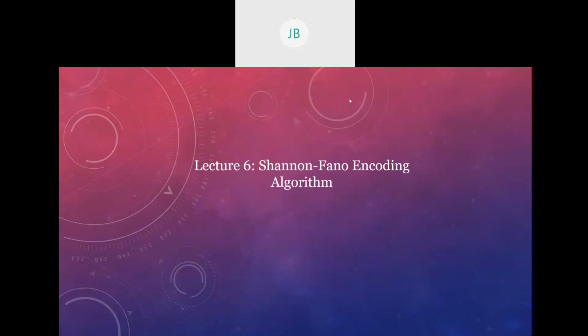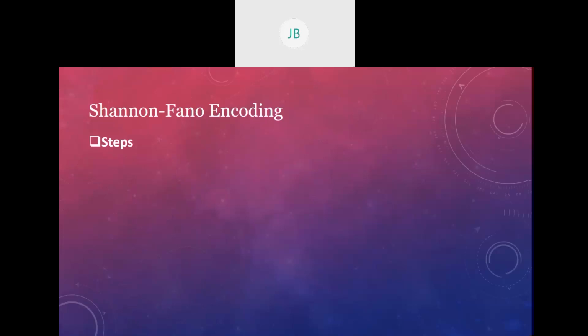So we are in the sixth lecture, that is Shannon-Fano encoding. This Shannon-Fano encoding is again a variable length coding algorithm. In this case, we combine Shannon's method as well as Robert Fano's method. We have some differences that you may notice when we analyze this Shannon-Fano encoding. But we will right now dive into the Shannon-Fano encoding algorithm.